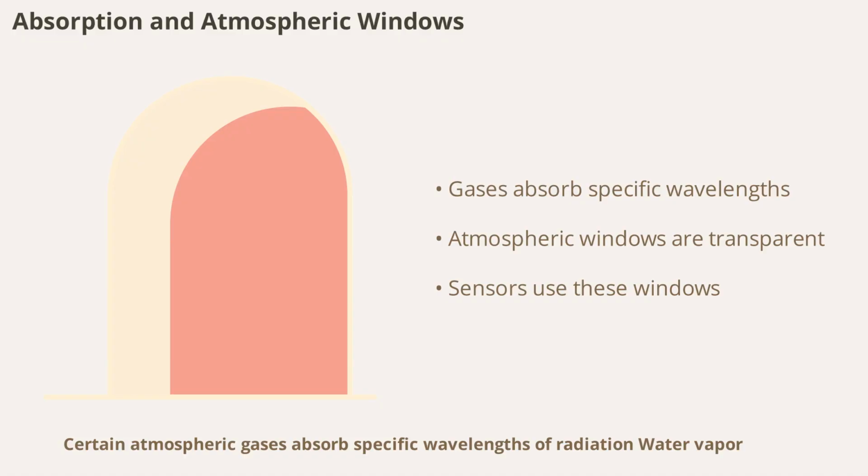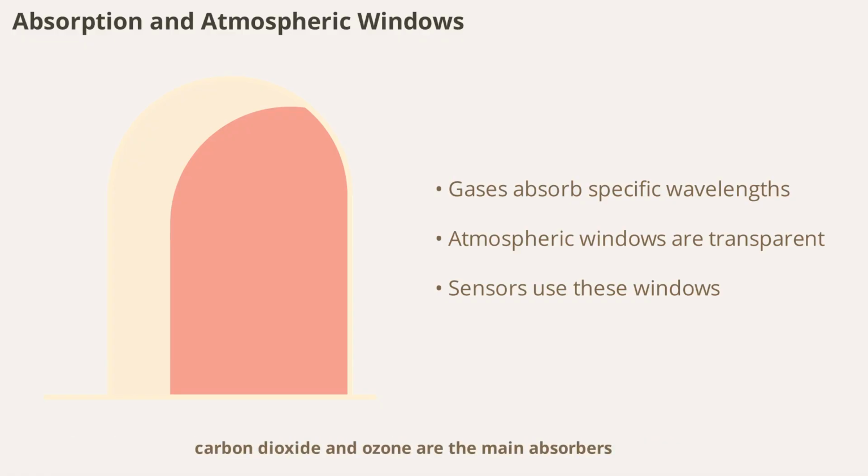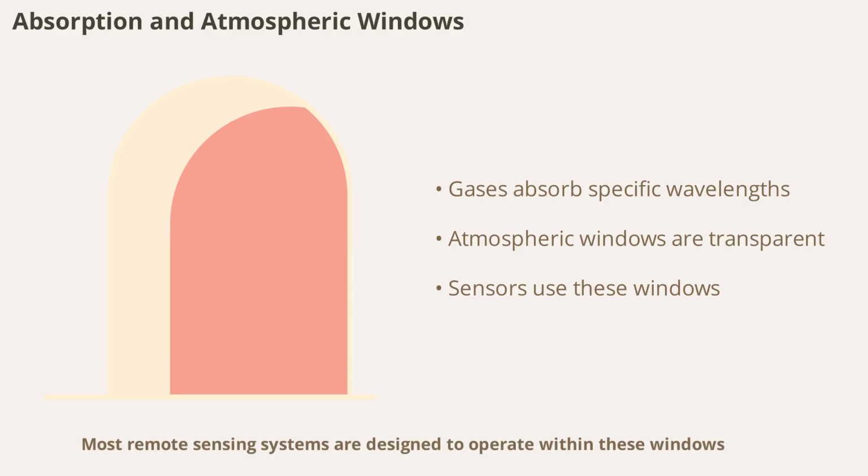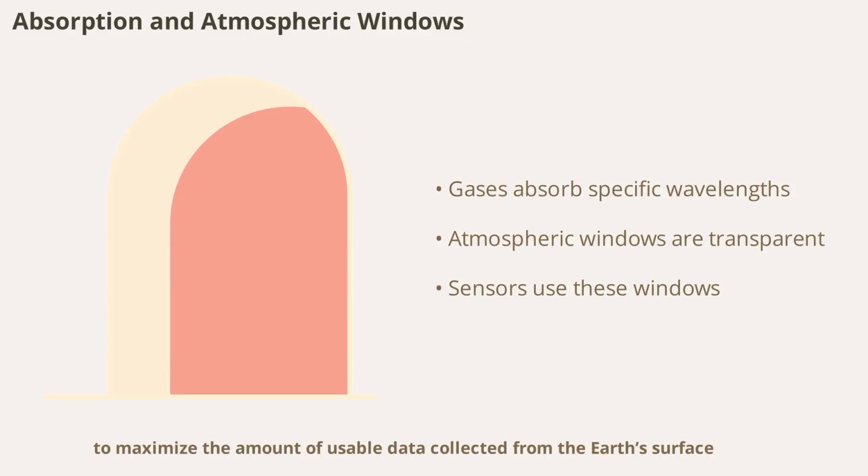Atmospheric gases absorb specific wavelengths of radiation. Water vapor, carbon dioxide, and ozone are the main absorbers. The regions where the atmosphere is transparent to radiation are called atmospheric windows. Most remote sensing systems are designed to operate within these windows, especially in the visible and near-infrared bands, to maximize the amount of usable data collected from the Earth's surface.